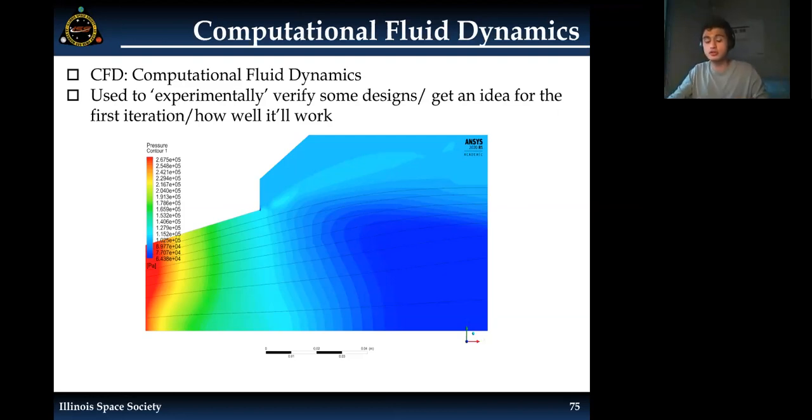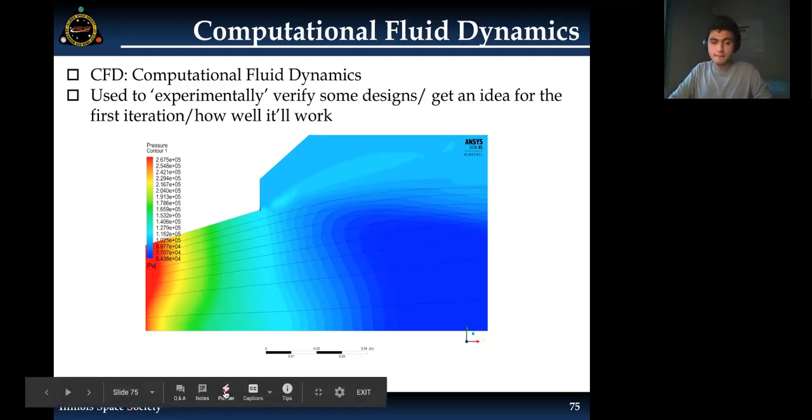If you want to learn how to use CFD or similar software like FEA, you guys can message me, or a couple of other members in our team are also aware of how to use it. Could you go to the next slide?